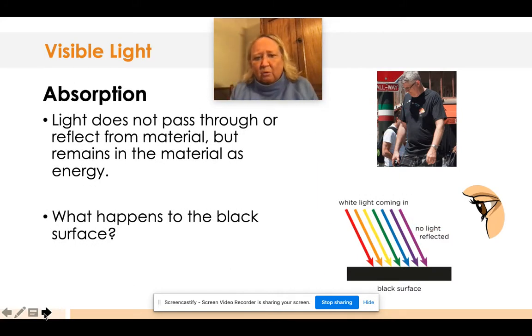Now we're going to talk about when light is absorbed, or the absorption rate. If light does not pass through or reflect on a material, but it stays in the material, it stays as energy. If you look here, here's our ROY G. BIV, red, orange, yellow, and a black surface. Up here we have an example of a man in black clothing. The light is going to absorb or collect in that black surface. Think to yourself, what would happen to that black surface? Think about if you would have all black on a really hot day.